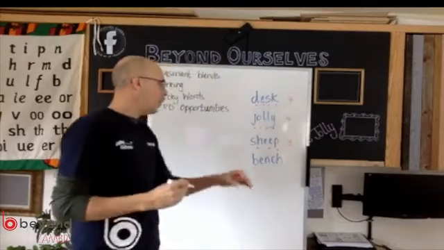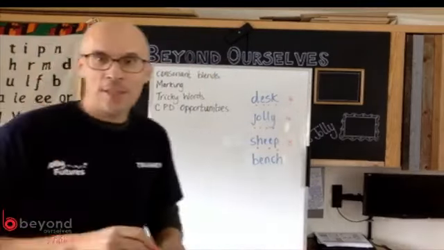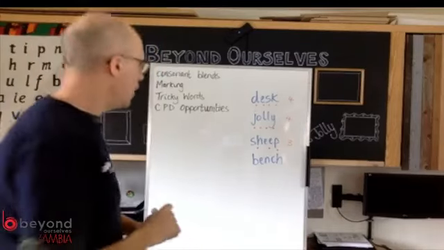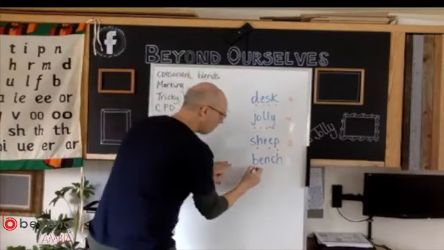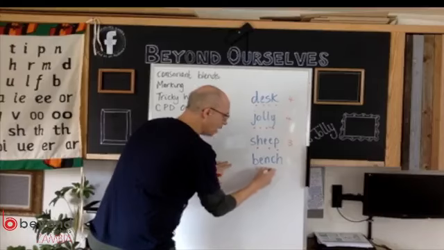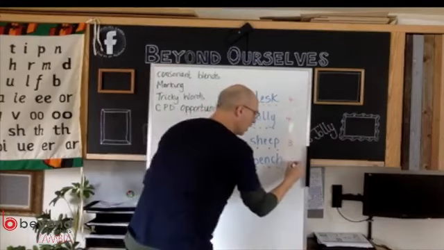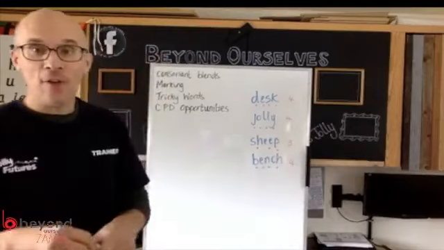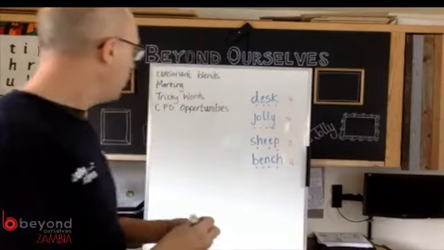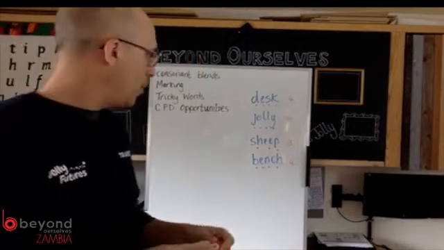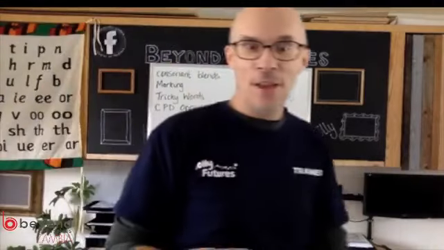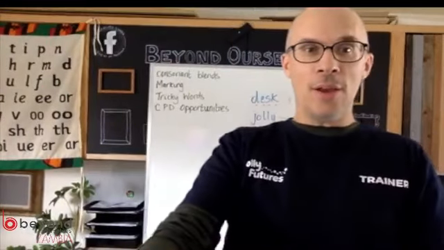And finally, bench. How many sounds have we got there? So yes, we've got B, E, N, Ch. So we've got 4 sounds there as well. Okay, so if you got that right, well done. If you got something wrong there, don't worry too much about it. Hoping that you have learnt something from doing that as well.